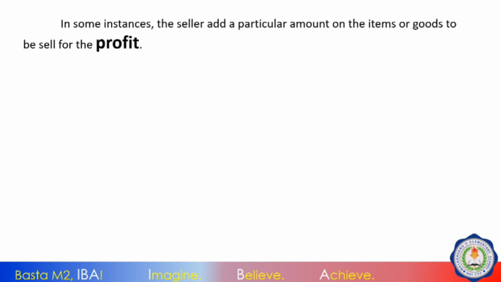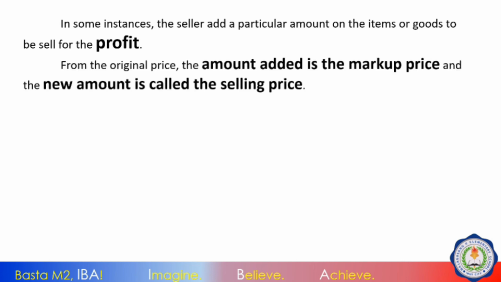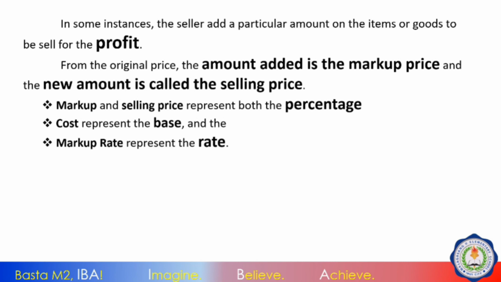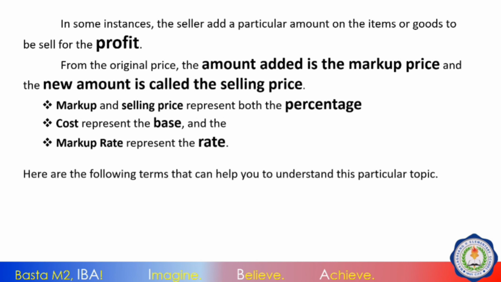In some instances, the seller adds a particular amount on the items or goods to be sold for the profit. From the original price, the amount added is the markup price, and the new amount is called the selling price. Markup and selling price represent both the percentage. Cost represent the base, and the markup rate represents the rate.